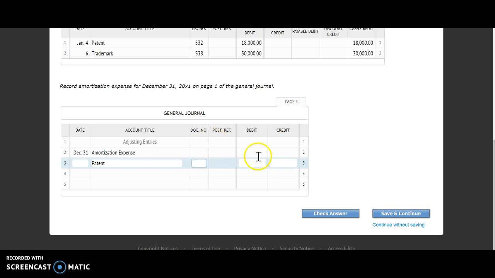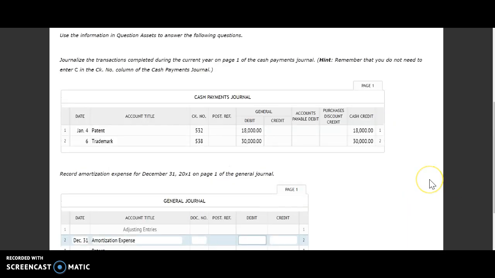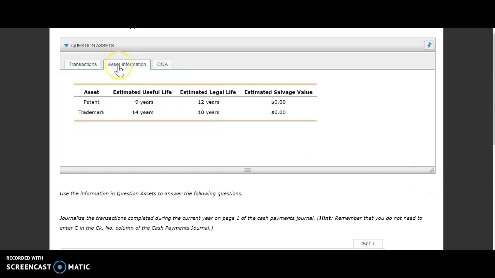So next thing I have to do is figure out how much I'm going to do that for. So that's where I'm going to need to go to my asset information. Okay. Now, for our patent, we paid $18,000. So remember, we're going to take the original price, $18,000, minus the salvage value, which here is $0. So that's just going to give us $18,000.